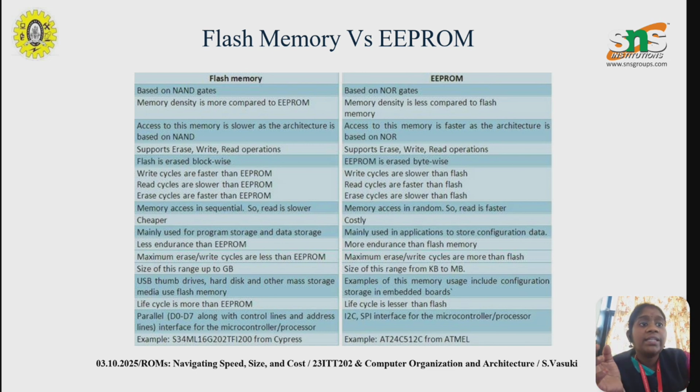It stores less data per area, and speed is faster access. Erase type is byte-wise, and operations support erase, write and read. Write speed is slower than flash, read speed is faster than flash, erase speed is slower than flash.